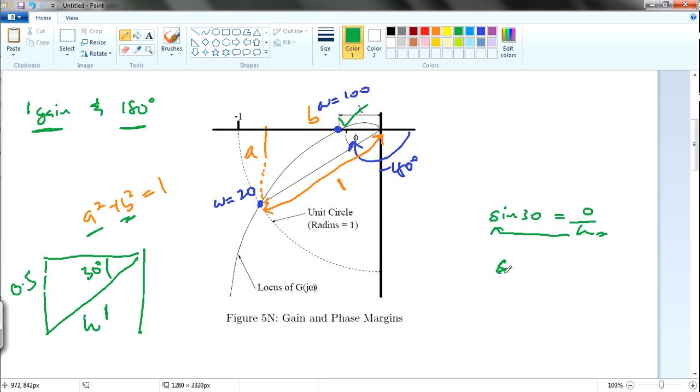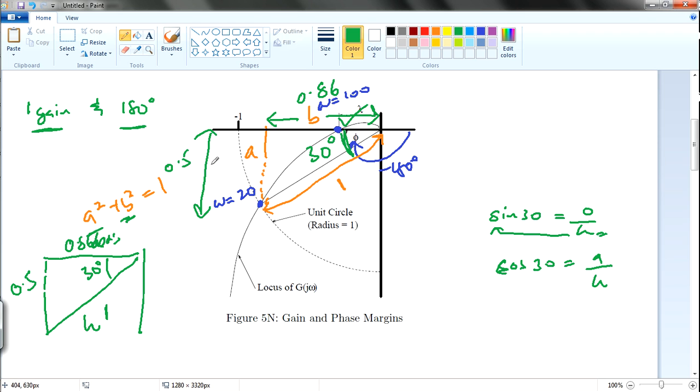And now if I have a cosine 30, okay, now this is adjacent, right? Equals A over h. Similarly, if I take cosine 30, what do I have? I have 0.86. So at this distance, if let's say this phi angle is 30 degrees, then this side is 0.86, and this portion over here is 0.5, right?